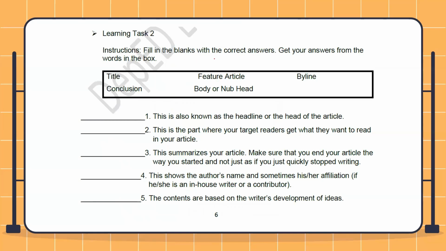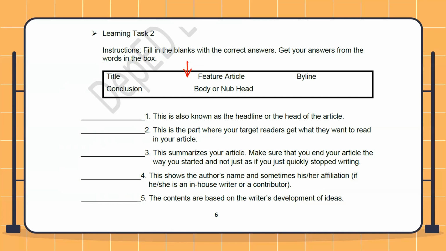Instructions: fill in the blanks with the correct answer and get your answers from the words in the box you can find here. Read the items carefully. For example, number 1, this is also known as the headline or the head of the article. Okay, write your answer on your answer sheet before or after the number. Pause the video here if you need more time.